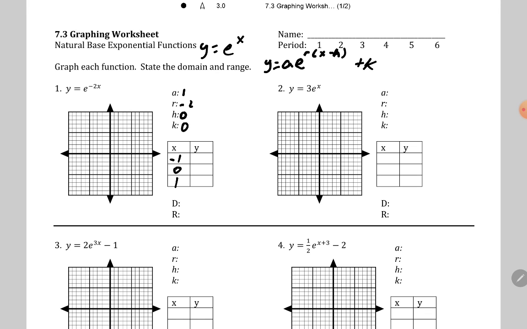So there's really no trick to these with calculating. You have to put it in your calculator. If you plug in negative 1 into your calculator, you'll get 7.39. Now this one you can do in your head. If you plug in 0, e to the 0th power, anything to the 0th power is 1. And if you plug in 1, you'll get 0.14.